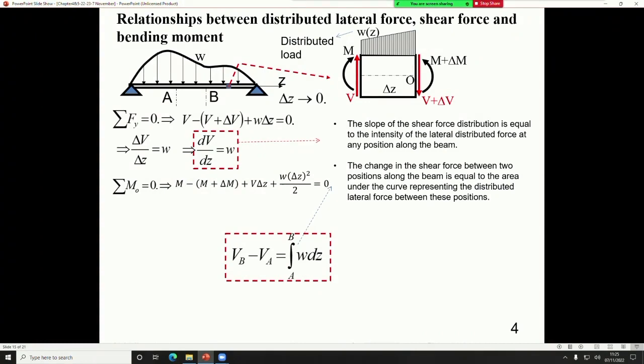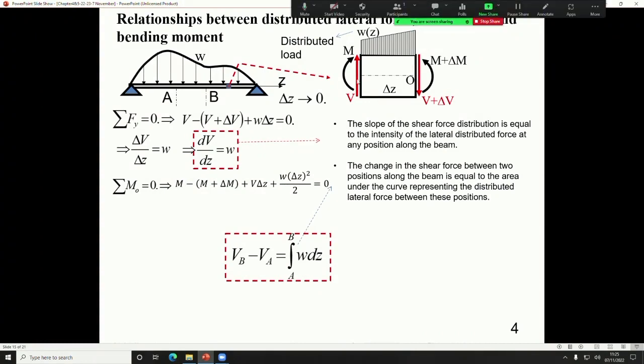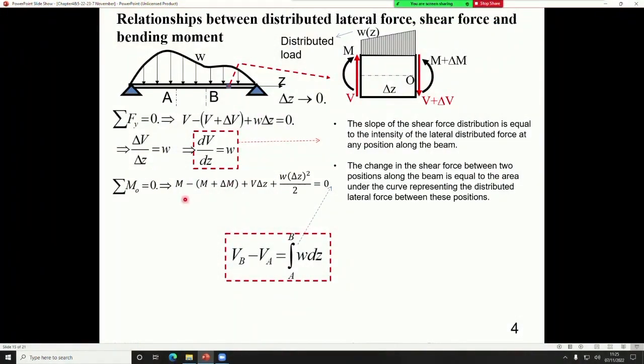So I've written it as M, so it doesn't matter if it is positive or negative. I've said these two are in opposite directions: M minus M plus delta M. We've got a shear force of V, which is the same moment as that direction, so this is positive.